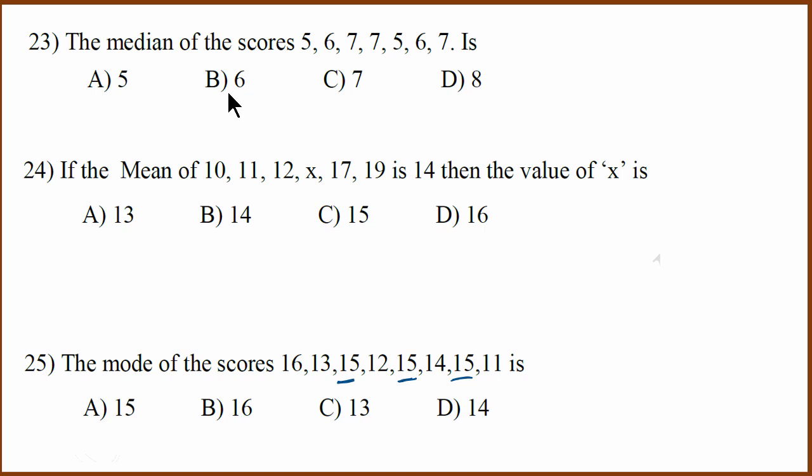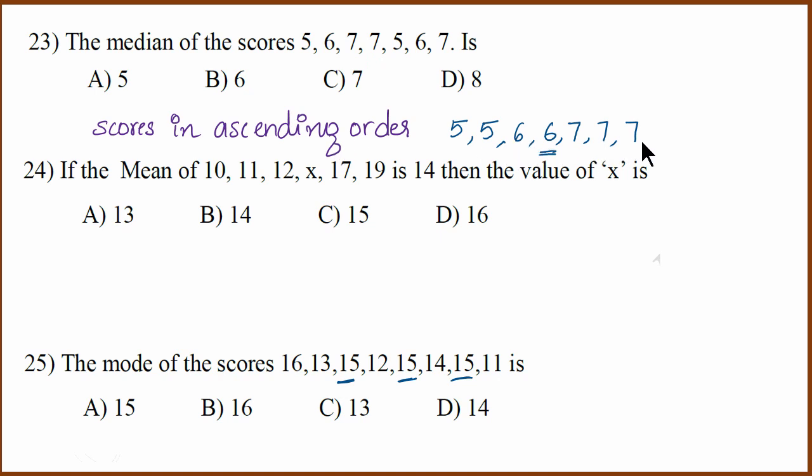More statistics question. Median of the scores. If the scores are given, find the median. So first we have to write it in ascending order. Then the middle term will be the median if it has an odd number of terms. Here we have written 5, 6, and then 3. So total 7 terms. So this middle term, this 6 will be the median. So the correct answer is B.